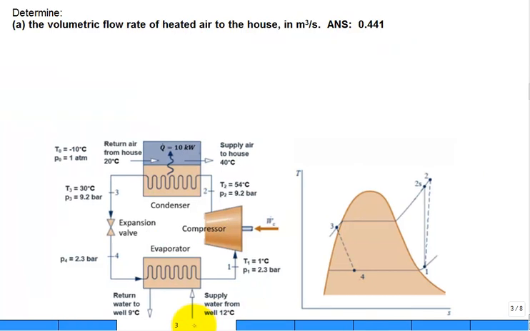So the illustration will be repeated as well as a T-s diagram, but all the other information has been removed, and now we're just focused on part A. What is that volumetric flow rate of heated air to the house? Well, we'll take a look if we just do analysis from the perspective of the air. Right here we have a control volume. We know we have 10 kilowatts of heat coming in from the condenser, from the refrigerant that's condensing.